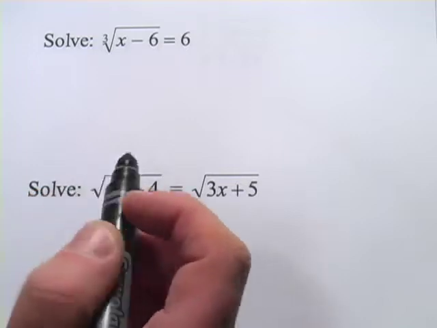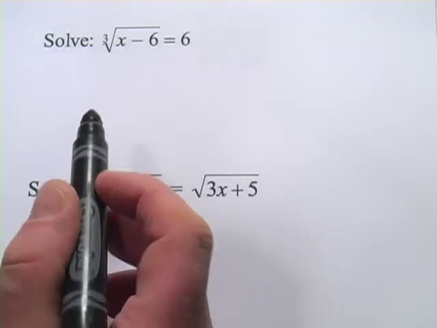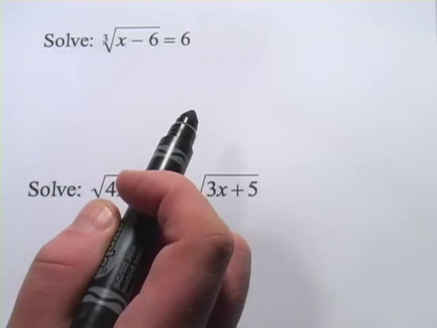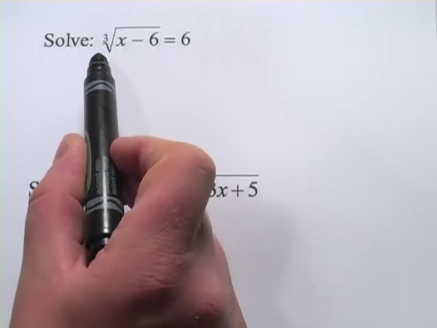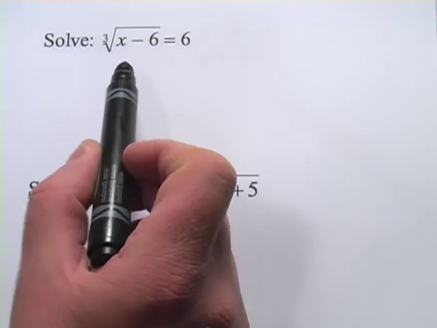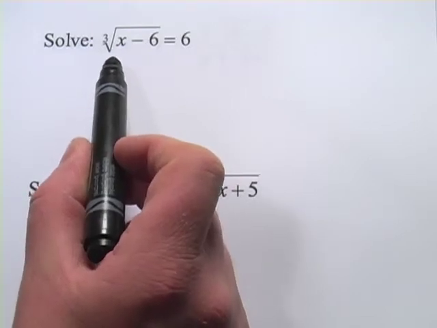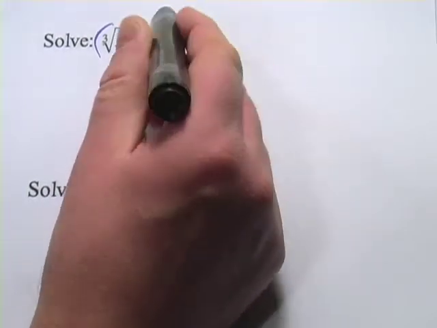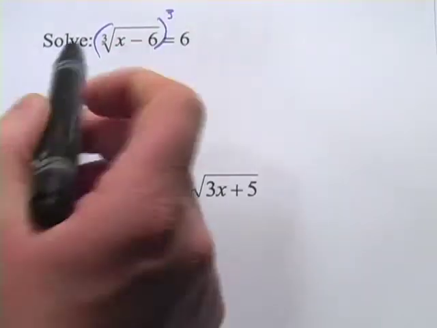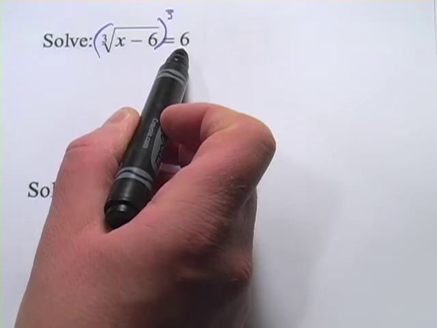Here we have some equations with radicals, and we're going to try to solve these for x. When the x is beneath a radical sign, you're going to have to undo that by doing the opposite. So if this is a third root here, you're going to have to undo that by raising this to the third power. That'll undo the third root. Of course, you have to do that same thing to the other side.